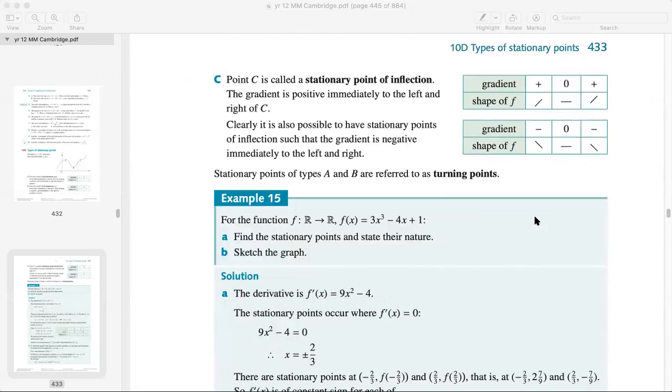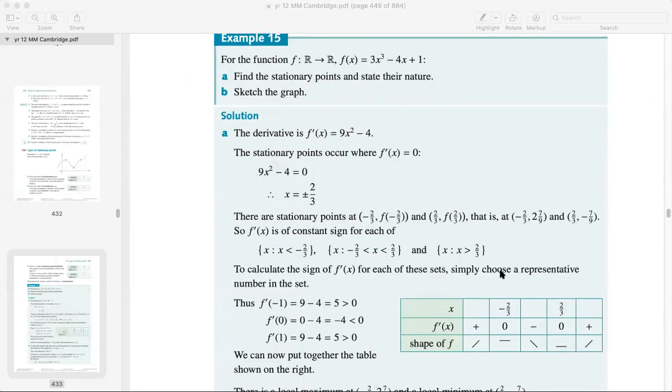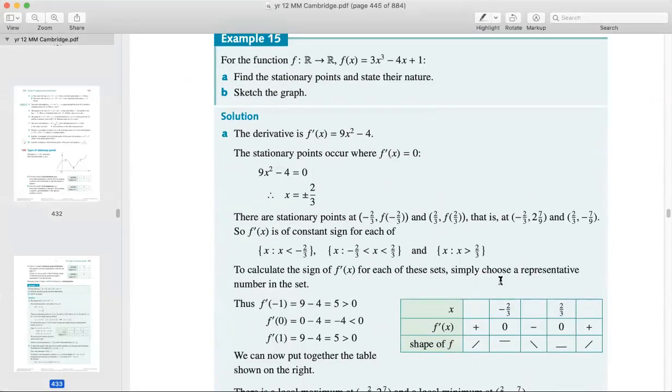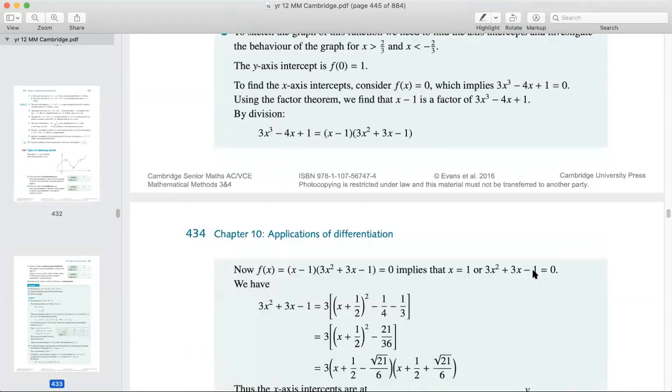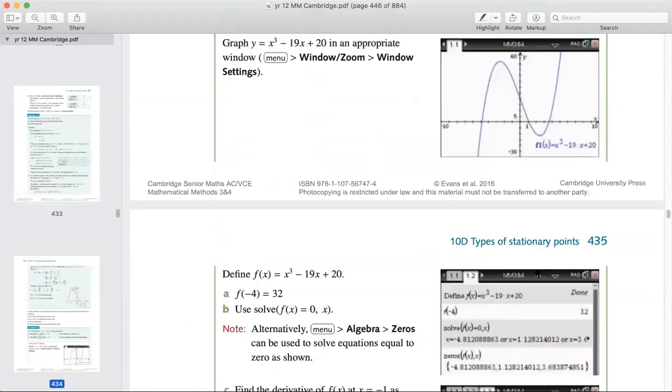So let's keep looking at it. This table helps us to determine its local maximum or local minimum. Okay, you should be able to draw it, but essentially this one is not included in the final year exam. But again, it's quite important for you guys to know this one and to draw it properly, to know which is maximum and which is minimum. Okay, and let's keep going.